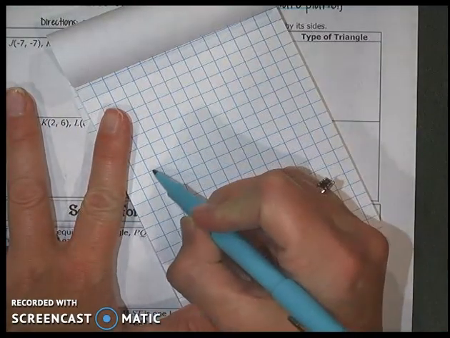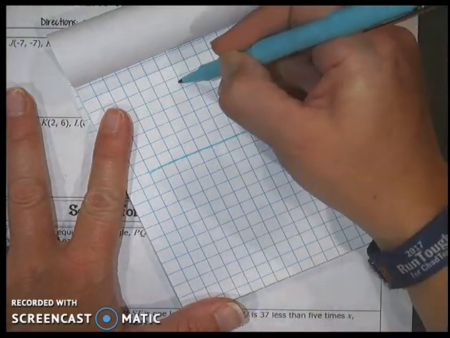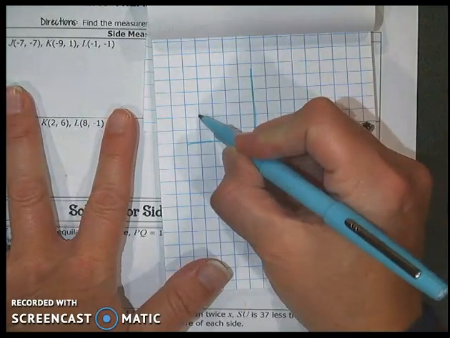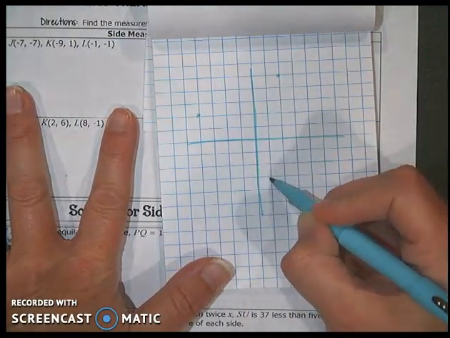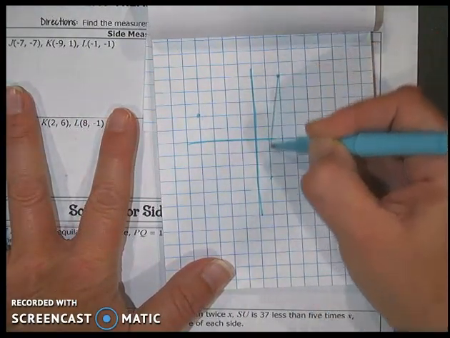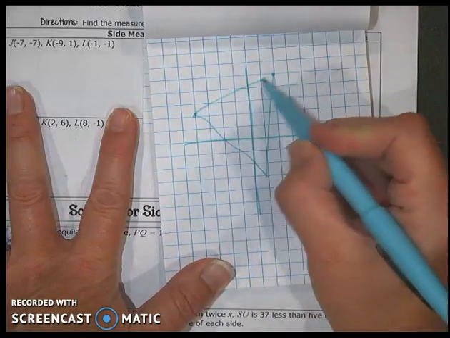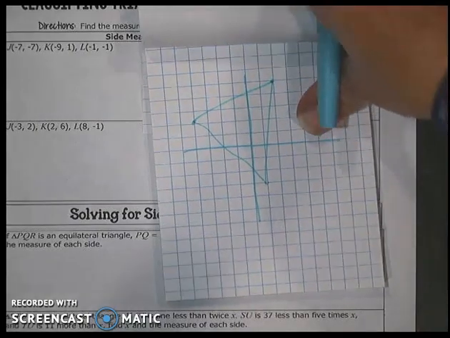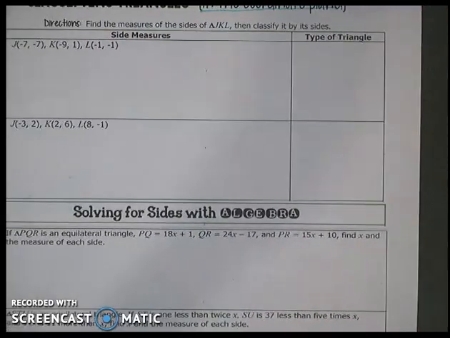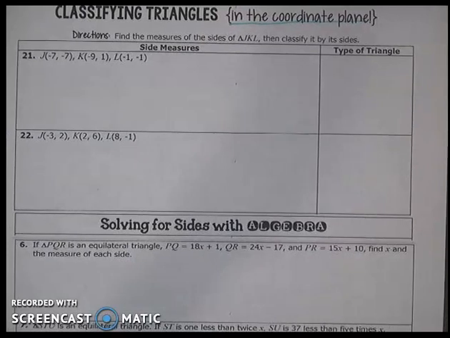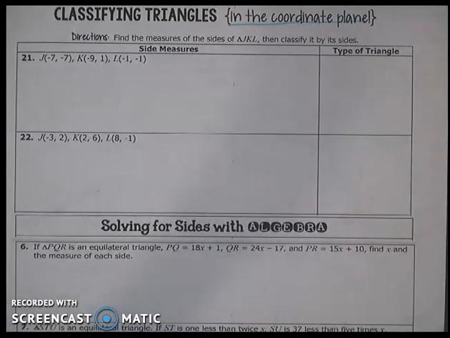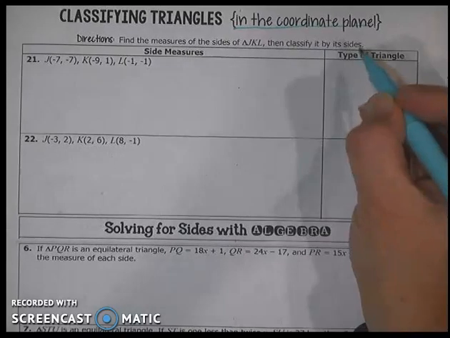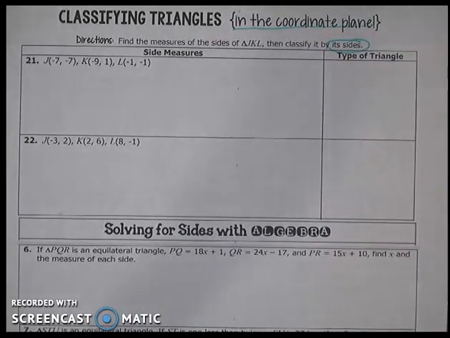So if we have an XY axis and we plotted those points, we made a triangle. It's going to ask you to classify that triangle and find the measures of those sides, and classify it right now just by the sides. At some point this chapter, we will be able to classify by angles as well, but right now we're just going to classify it by its sides.